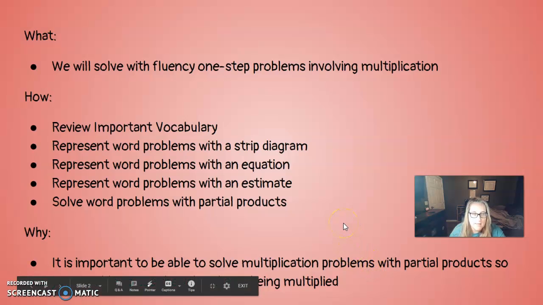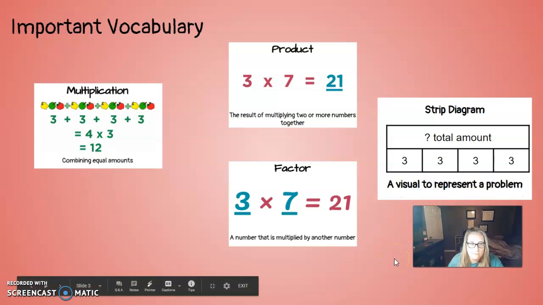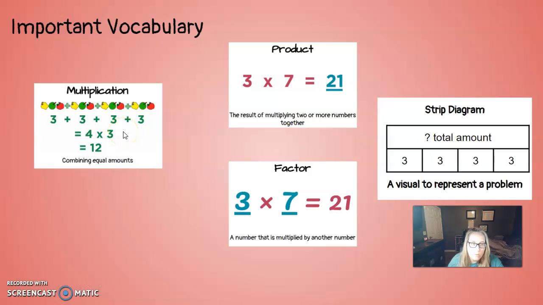So let's look at our important vocabulary. This week we have 4 important vocabulary words. The first one is multiplication. When we multiply, we are combining equal amounts. So in this one, we're doing 3 in each group, and there are 4 groups. So 3 plus 3 plus 3 plus 3 for repeated addition, or there are 4 groups of 3. Remember that multiplication sign, that X means groups of.